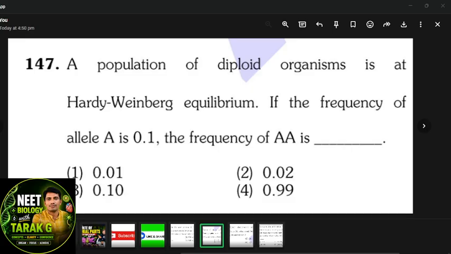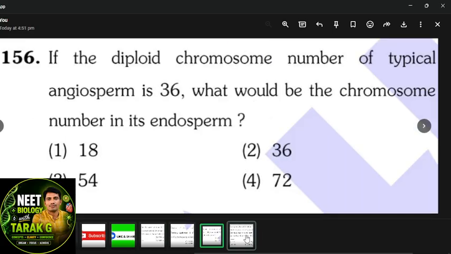We'll move on to the next numerical. That's yesterday's NEET exam paper, question number 156. They asked a numerical here also. The diploid chromosome number of a typical angiosperm is 36 chromosomes. 36 is the diploid number.